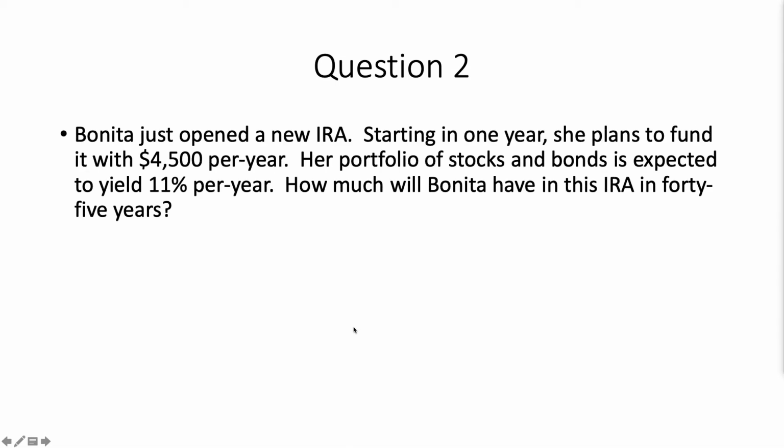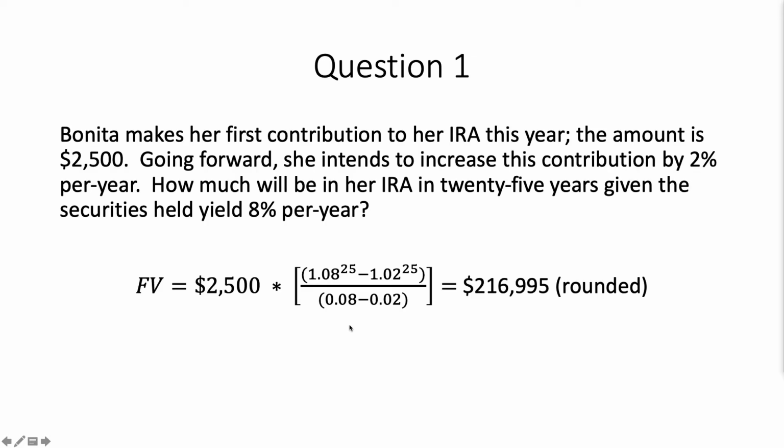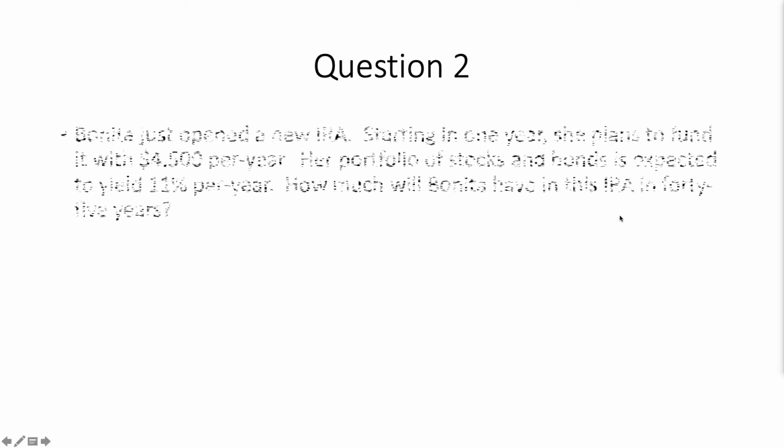In this question, she's not going to increase her payments. This is simpler, actually. She's just going to put in $4,500 a year. Every year, she's not going to put in more. It's not like next year she's going to put in 2% more. Back with question one, the first year she's putting in $2,500. Next year, she's going to put in $2,500 plus 2% more. The year after that, plus 2% more, and so on.